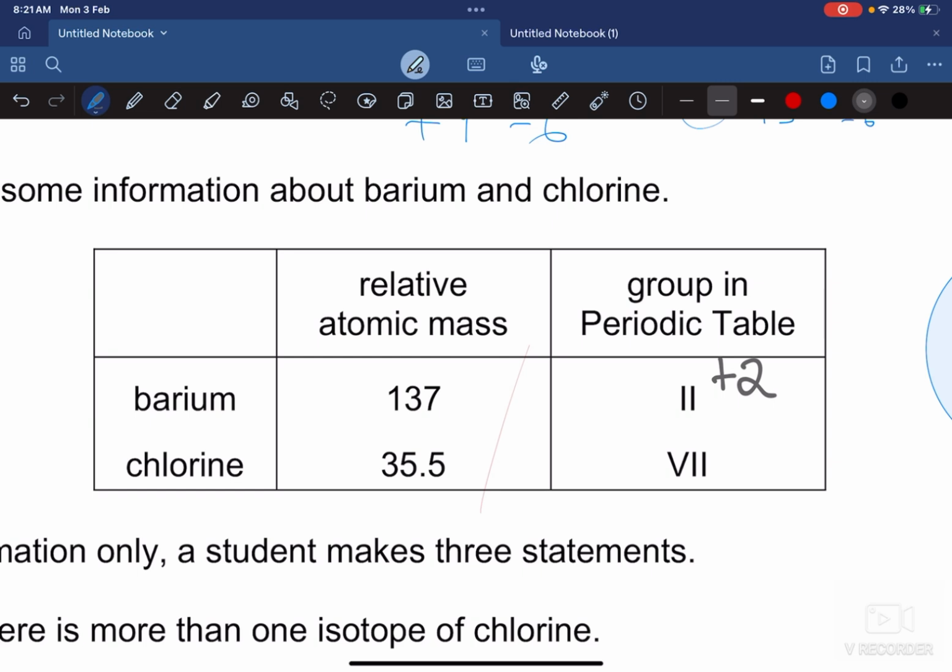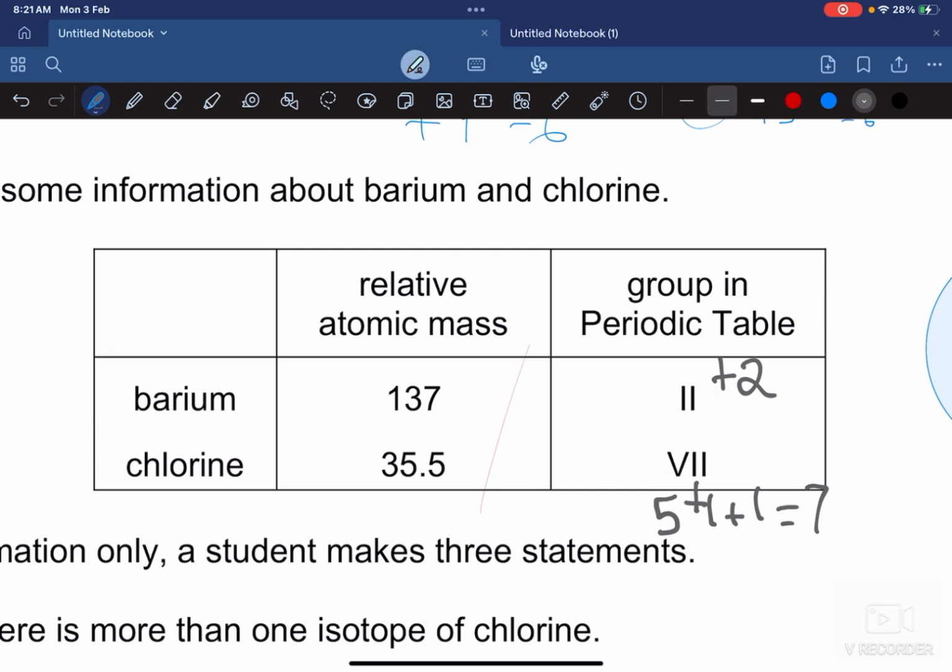Now let's move on to chlorine. What do we know about chlorine? That's the relative atomic mass, and the second thing we know is it's in group. This V is representing 5 and these lines represent 1. So 5, we have 2 of these lines, okay? We have 2 of these lines. So 5 plus 1 plus 1 is equal to 7, okay?